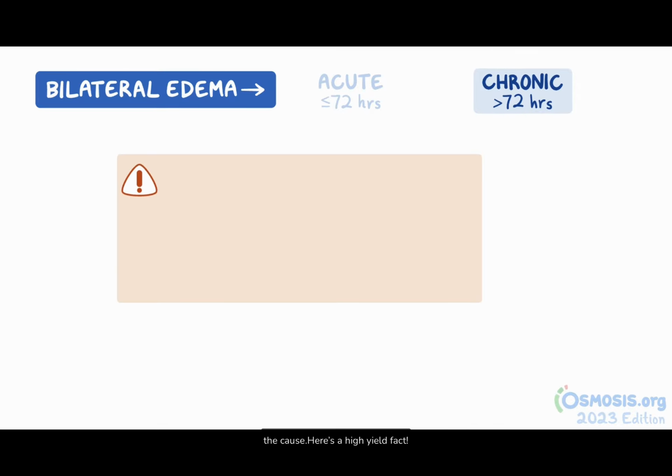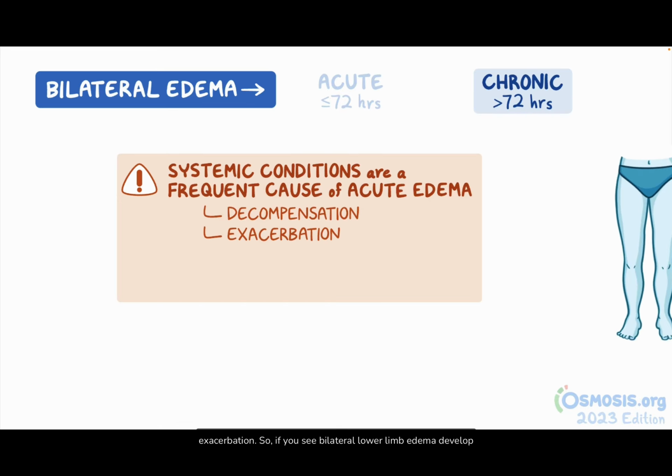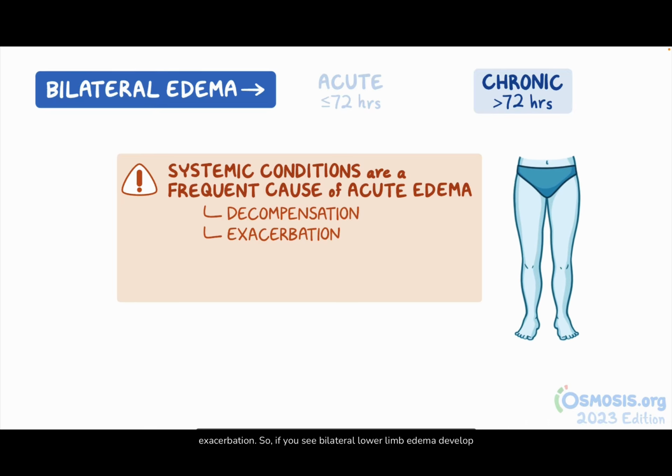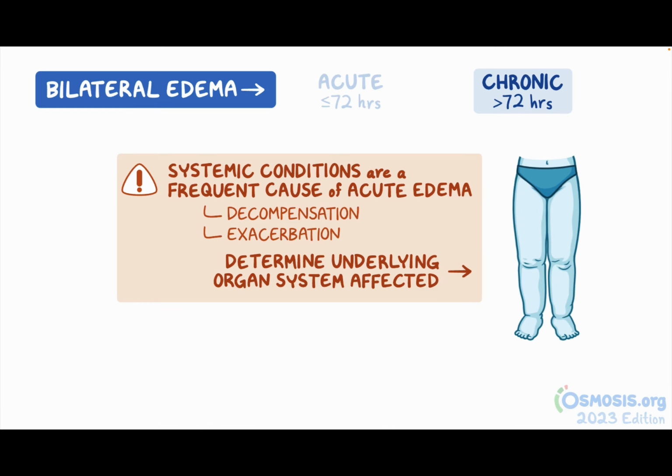Here's a high-yield fact. Systemic conditions like heart, liver, and kidney failure are also a frequent cause of acute edema due to decompensation or exacerbation. So if you see bilateral lower limb edema develop acutely in your patient with known or suspected systemic disease, you'll want to determine the underlying organ system affected.